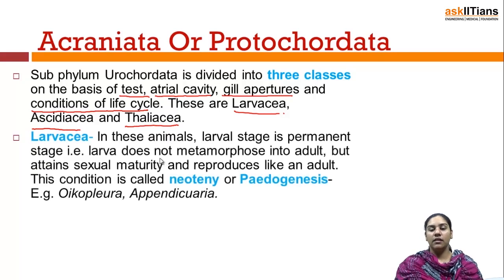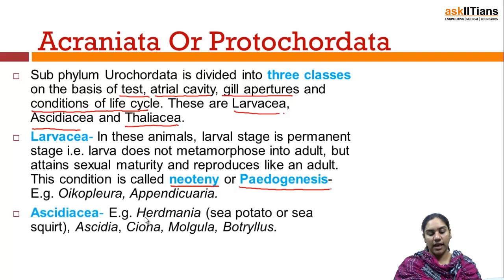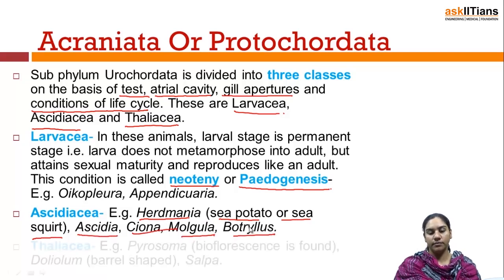In Larvacea, the larval stage is permanent in these animals, and the larva does not metamorphose into an adult form, but it attains sexual maturity and reproduces like an adult. This condition is known as neoteny or pedogenesis. Examples are Oikopleura and Appendicularia. The next class is the Ascidiacea. The example is Herdmania, known as sea potato or sea squirt, Ascidia, Ciona, Molgula and Botryllus.